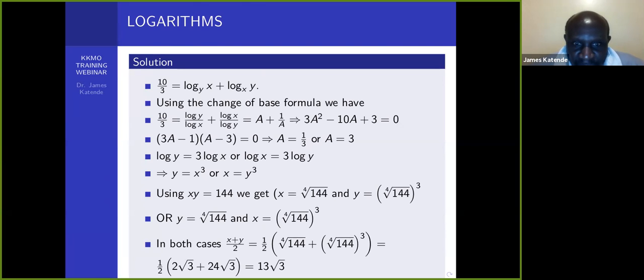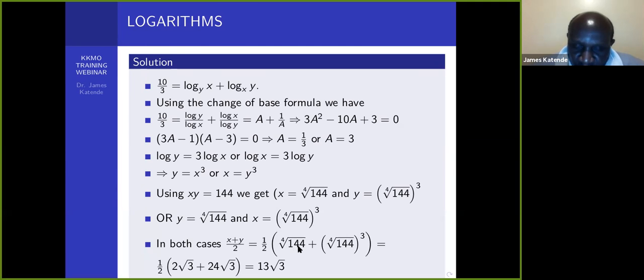Are you finding x plus y or x plus y over 2? I think there might be some variance between what I'm doing in the solution and what was in the question. So x plus y over 2 will simply be a half of x plus y. We already know the values of x and y, and you can play around with this in third form.